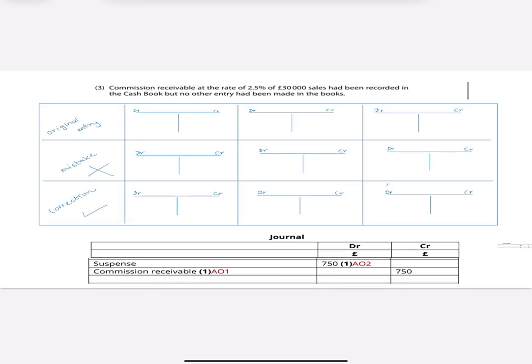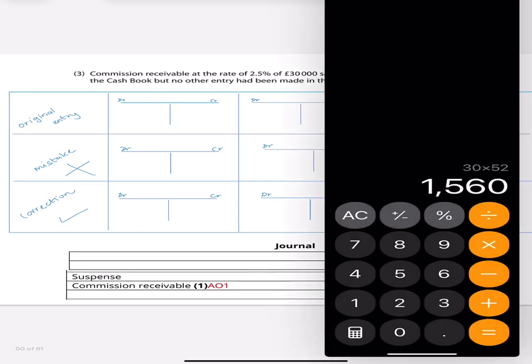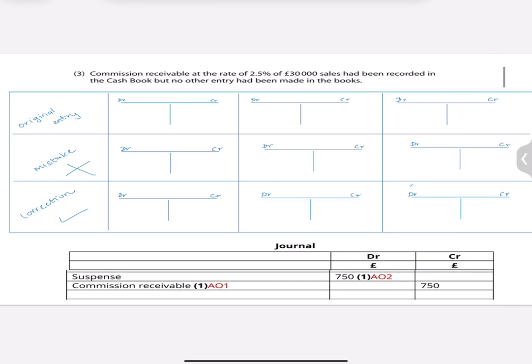Error number 3. Commissions receivable at the rate of 2.5% of £30,000 sales had been recorded in the cash book, but no other entry has been made in the books. So it's error of omission. First, let's calculate the amount. So it should be 30,000 into 2.5%, which should give 750. So let's write the amount first. 30,000 into 2.5% equals 750.